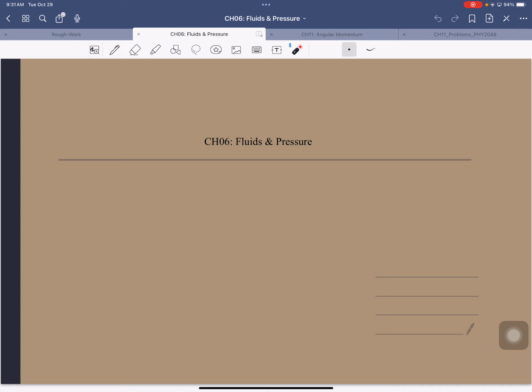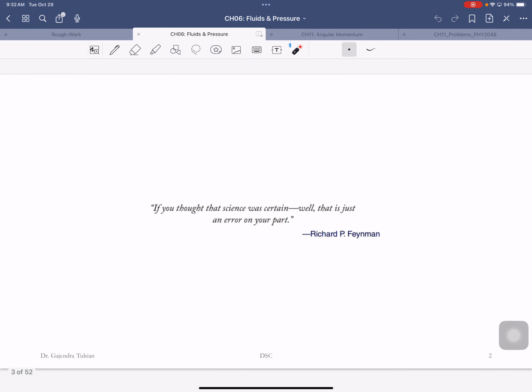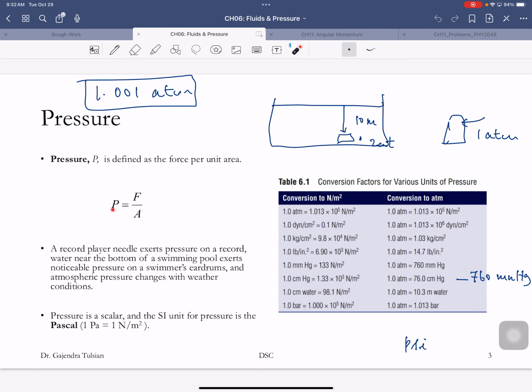Okay? So we're interested in fluid flow, and the way you make fluid flow is by applying a pressure difference at the ends of the pipe. Okay? All right, so pressure is defined as force per unit area. Okay? So fluid will exert pressure.